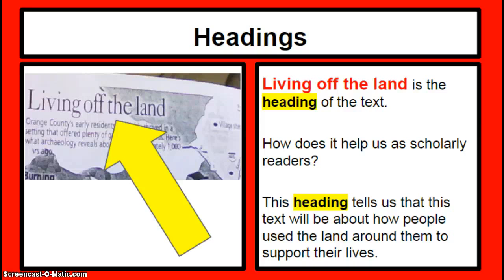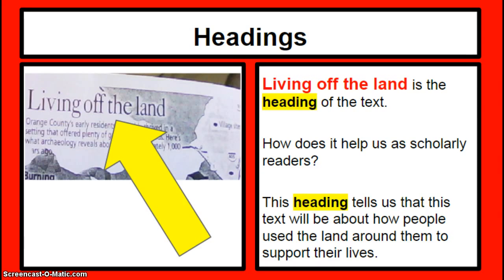Well, this is what I would think. This heading tells us that this text will be about how people used the land around them to support their lives. It does say living off the land, and that helps me to think as a reader that this whole thing will be about how specific people use the land to help them live. Alright, so those are headings. Let's head on over to our next one.